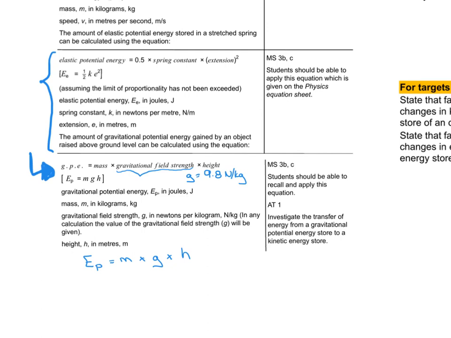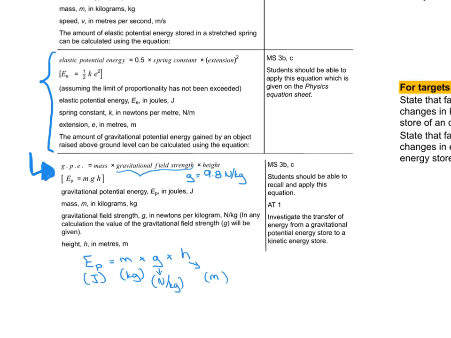Now, energy, we said, is measured in joules. So gravitational potential, elastic, kinetic, thermal, they're all measured in joules. Mass is measured in kilograms, always, not in grams. Gravitational field strength is newtons per kilogram. We'll come across it again soon. And height is always in meters. Any other units need to be converted. If you were given millimeters, then you need to change it to meters, and so on.